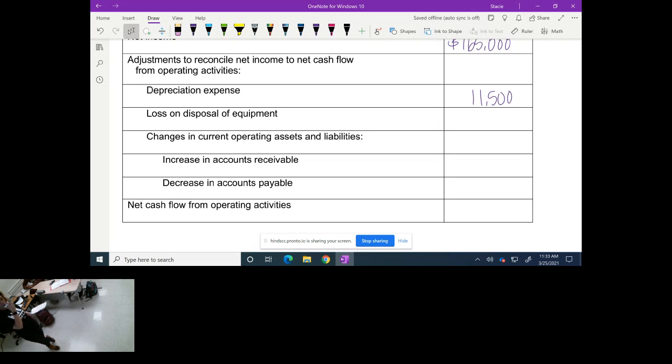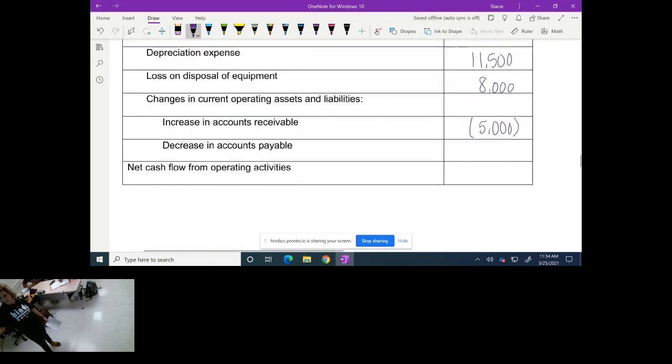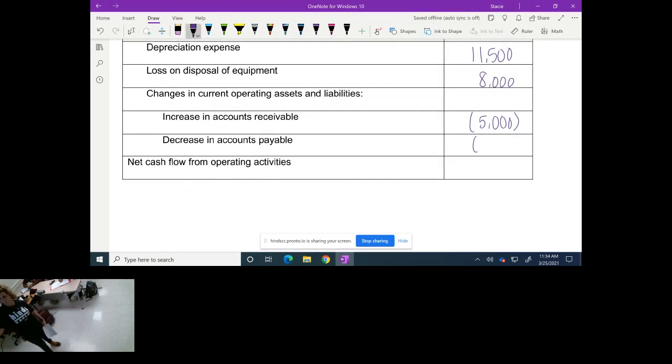Loss on disposal of equipment. Will we add that back or take it away? Add it back. We add it back. All right, 8,000. We're going to add that back. What about an increase in accounts receivable? What do we do with that? Subtract it. We're going to subtract it. And what about a decrease in accounts payable? We're going to subtract that too.